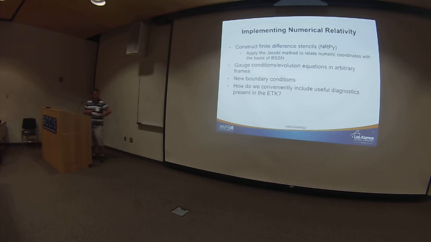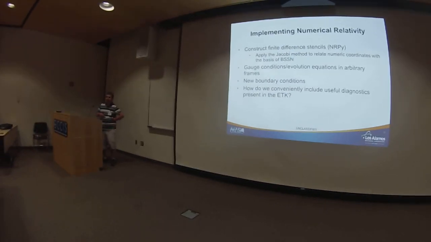And I'm not sure, but maybe gauge conditions could be an issue. We'll see. And then finally, the question for going this route with HarmNR is how do we conveniently include useful diagnostics in the Einstein Toolkit? No one wants to write their own horizon finder.